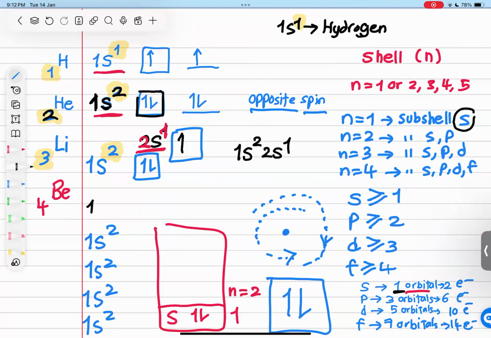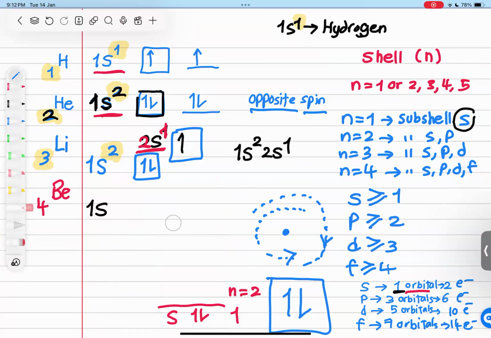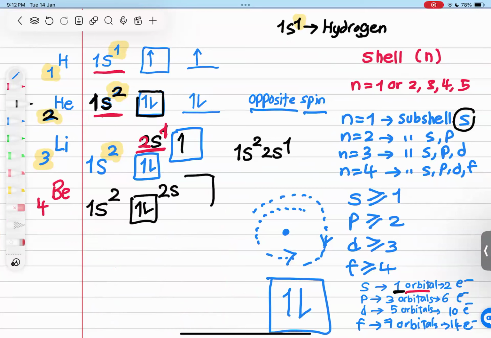So again, do I say 1s1? No, the only one that I can see 1s1 is hydrogen, and we are not in hydrogen anymore. I will say again 1s2. From now on, from helium, I'll start to saying 1s2. I will never say 1s1 again. And then these are the 2 electrons. And then do I say 2s1 or 2s2? 2s2. Yes.